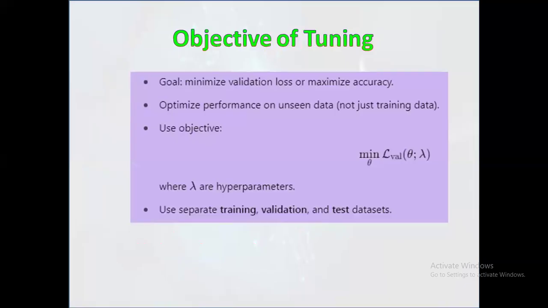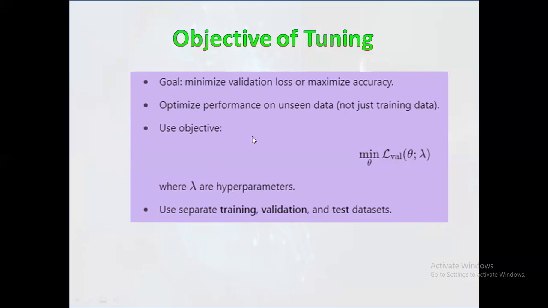Next, objective of tuning. The goal is to minimize the validation loss or maximize accuracy. The objective of tuning is to find a combination of hyperparameters that yields the best performance on the validation set. This ensures that the model is not just memorizing the training data but can also generalize to new unseen data. And the second one is optimizing performance. We focus on the validation set during tuning to avoid overfitting to the training set. This helps ensure that the model performs well when deployed in real world situations where it encounters new data.